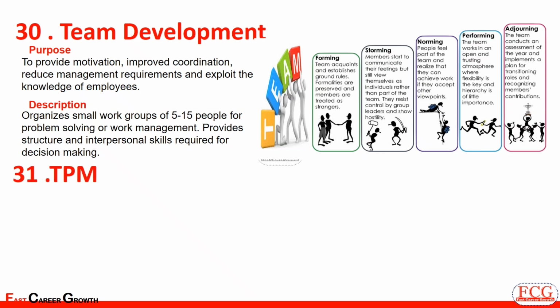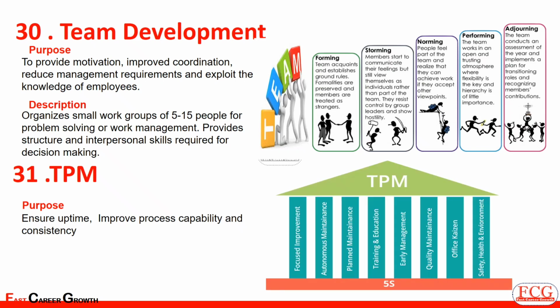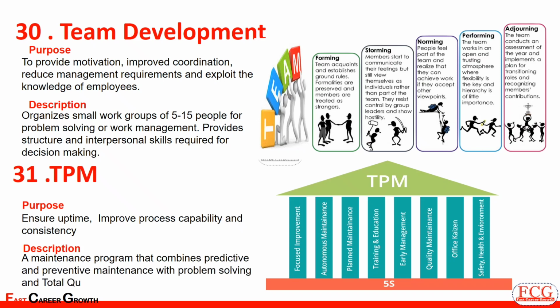31st Lean manufacturing tool is TPM. Ensure uptime, improve process capability and consistency. The 8 TPM pillars are a set of actionable principles that form the foundation of total productive maintenance, TPM. The aim of the TPM pillars is to proactively maintain equipment and machinery, thereby improving their performance, dependability, and longevity.